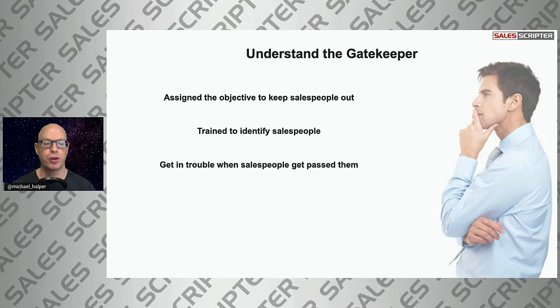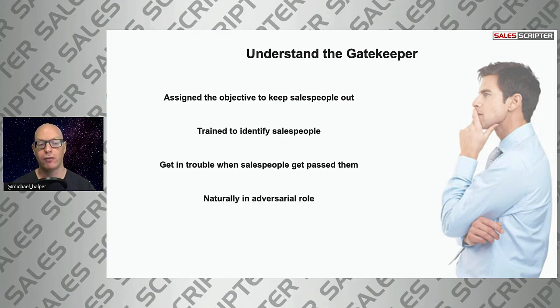A lot of times when they're trying very hard to keep you out, it's because they could actually get in trouble if you slip past them. If they've been told, don't let salespeople in, and then you get through and get on the phone with the target prospect, they could look bad in terms of their job performance and what they've been assigned to do. And those are some of the reasons why gatekeepers can be so difficult.